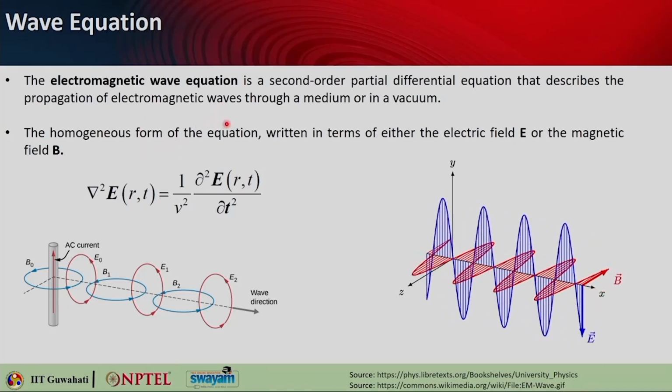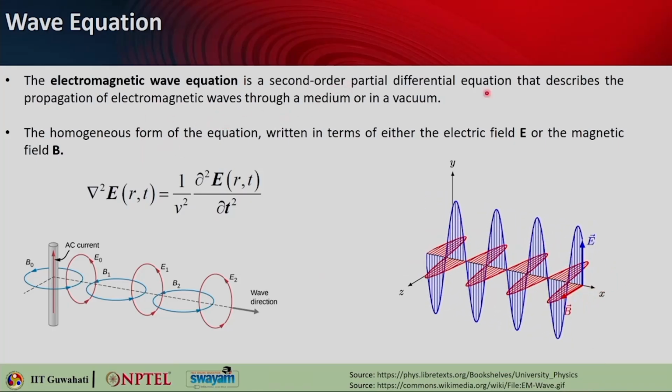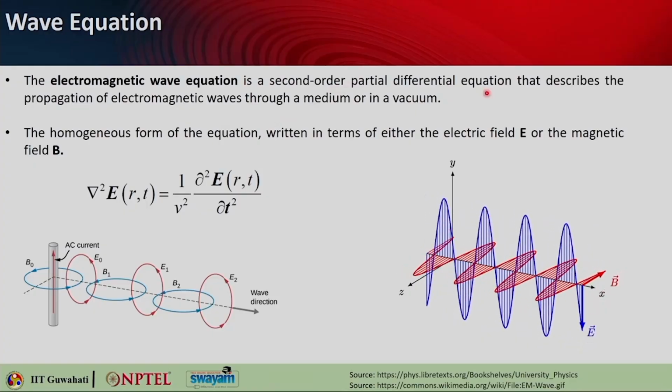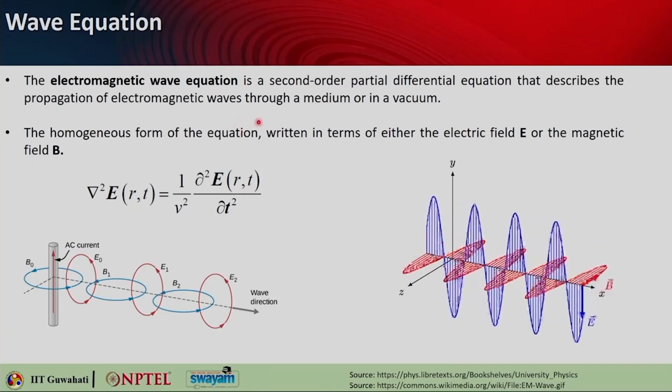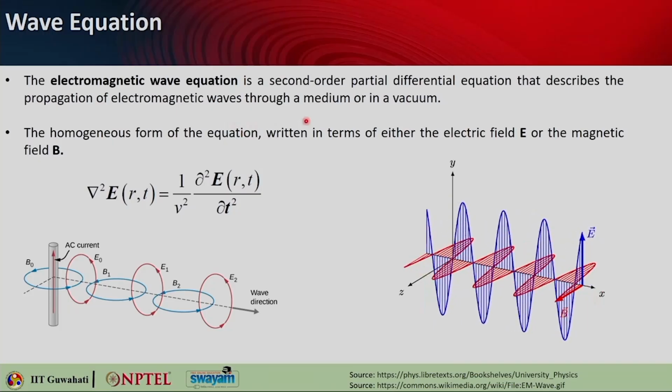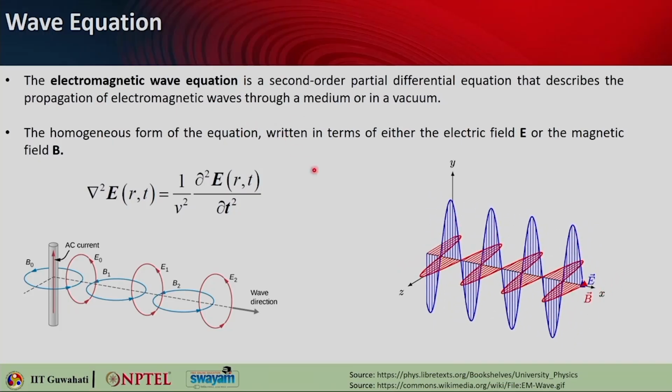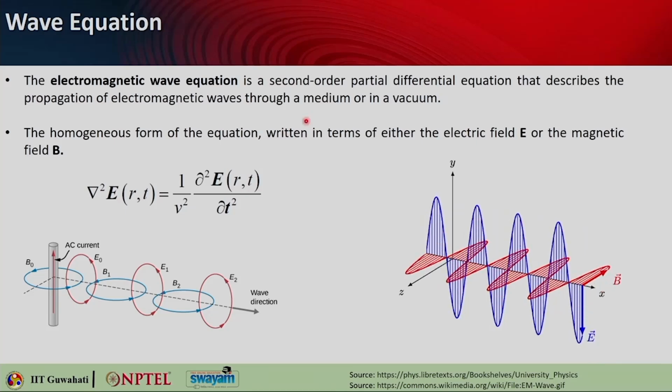Now the electromagnetic wave equation is basically a second order partial differential equation that describes the propagation of electromagnetic waves through a medium or in vacuum. Now how to derive it, we'll see.